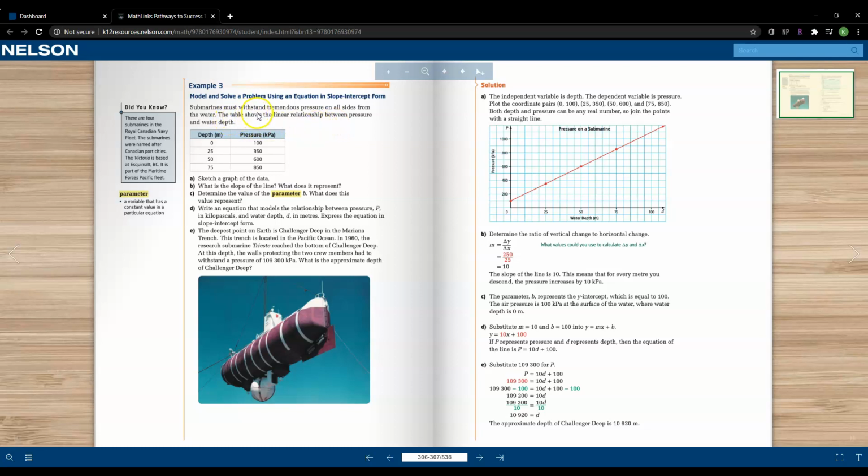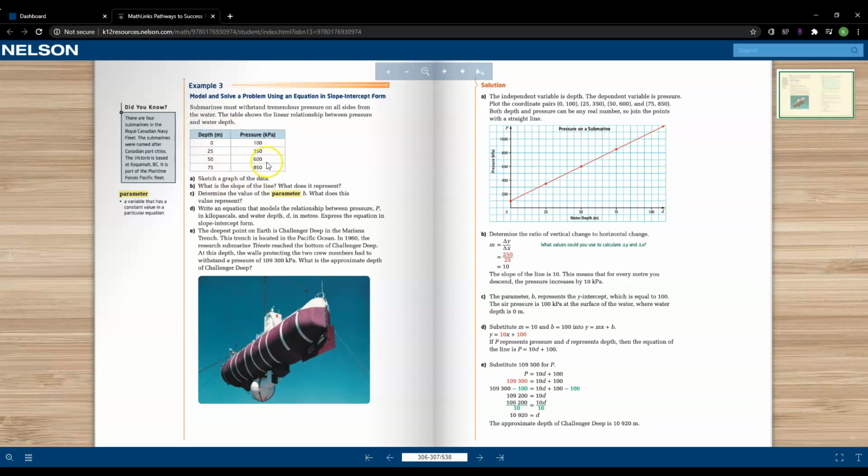Submarines must withstand tremendous pressure on all sides from the water. The table shows a linear relationship between pressure and water depth. So the deeper you go in water, the more pressure the human body faces. And yeah, this is kind of cool. There are diving competitions that have to take extreme precautions because of all the pressure you're facing. But let's just sketch a graph of the data.